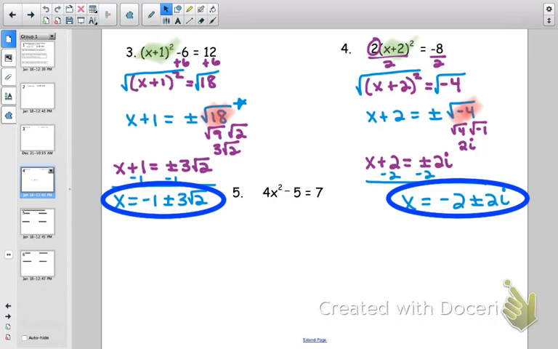Again, just like number 3, we don't have to split it up into two solutions because we don't know what negative 2 plus 2i is, or negative 2 minus 2i, so we can just leave it in plus or minus form. All right, our last one's number 5.